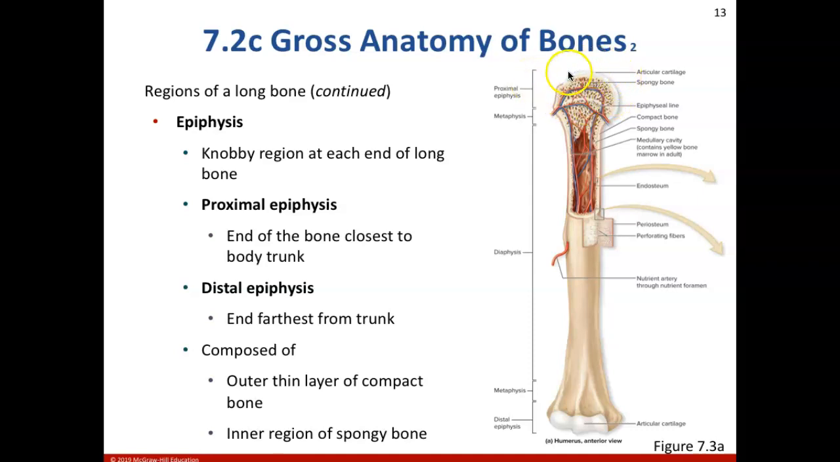Now for the 2 ends of our bone, we have the epiphyses. So this is going to be the knobby region at each end of the long bone or widened portion of the long bone. Because this one is closer to the start or the origin of connecting to our skeletal framework, this is called the proximal epiphysis. And then down here, we have our distal epiphysis, which is going to be further away from the origin or further from the trunk. We're going to see that the epiphyses are composed of an outer thin layer of compact bone. So this is best seen in the cutaway over here. We have the compact bone, and then we have the inner region that is spongy bone.